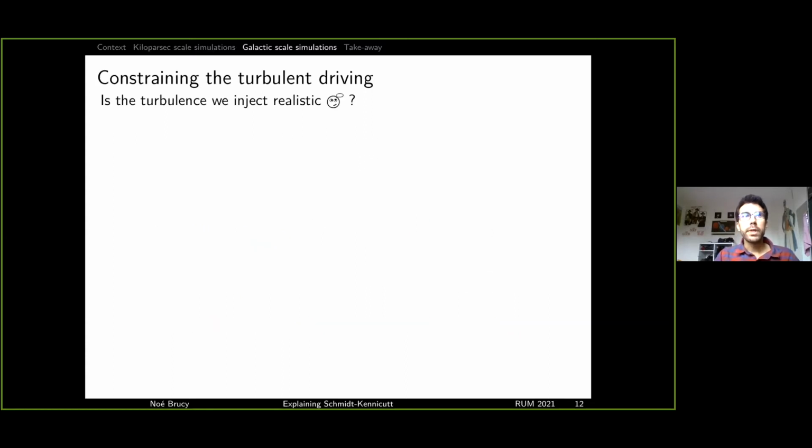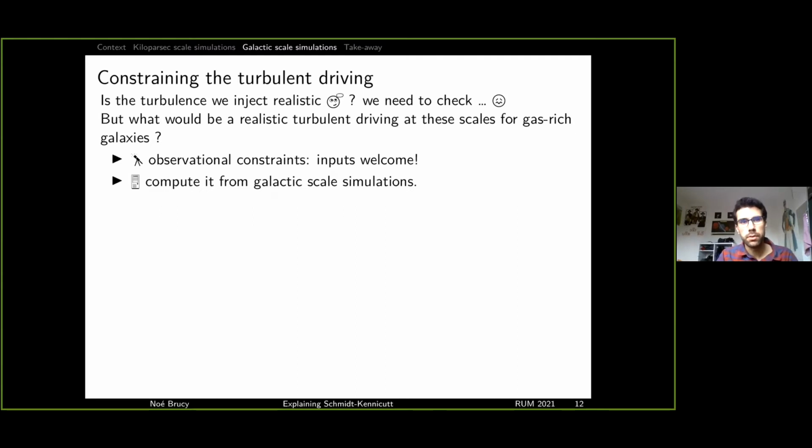So what we would like is to know whether the strength or the nature of the turbulence we have in our kiloparsec box is realistic, or at least comparable to what we have in observations. The thing is that we don't have a lot of observations of such gas-rich galaxies that have a really detailed view of the velocity field.